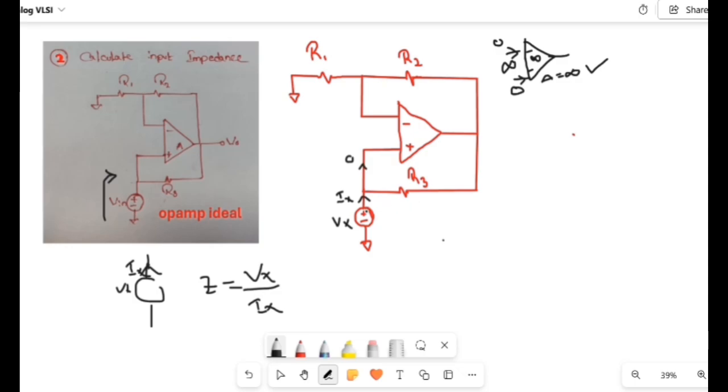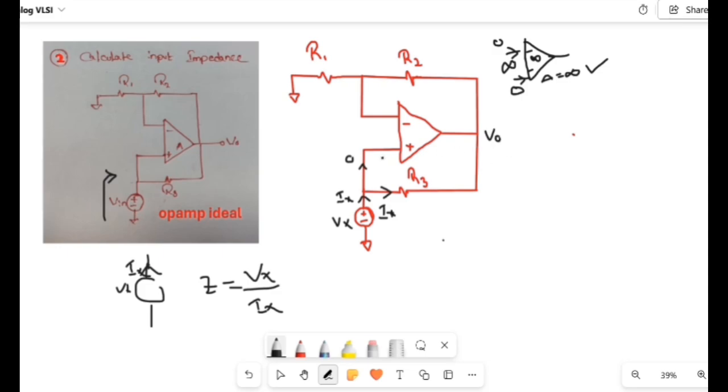So the current flowing through the positive node is 0, and the current flowing through this R3 will be Ix only. So the complete current will flow from R3 only. This is V out, right? This voltage is V out.